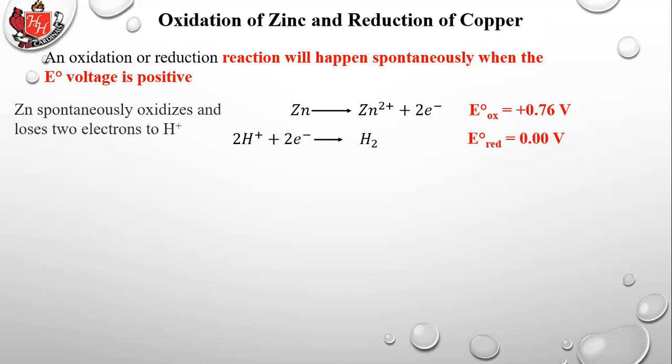Now, let's look at the reverse reaction. So zinc spontaneously oxidizes and loses 2 electrons to hydronium.